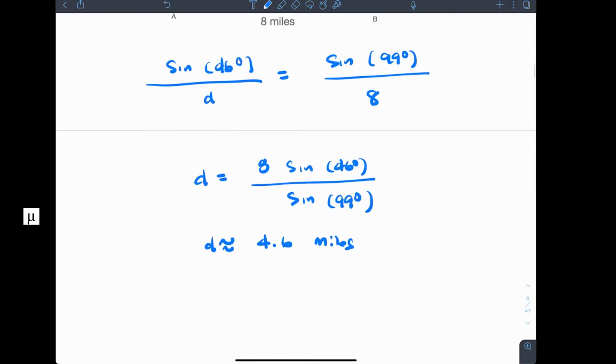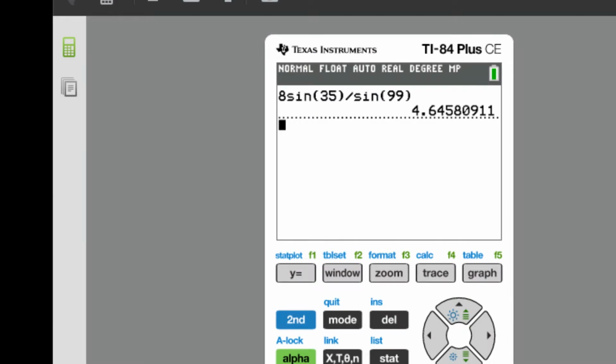And that's going to change our answer, by the way. So we're going to get rid of it. We're going to go back to the calculator. And we say what? 8 sine 46 divided by sine of 99. 5.8.